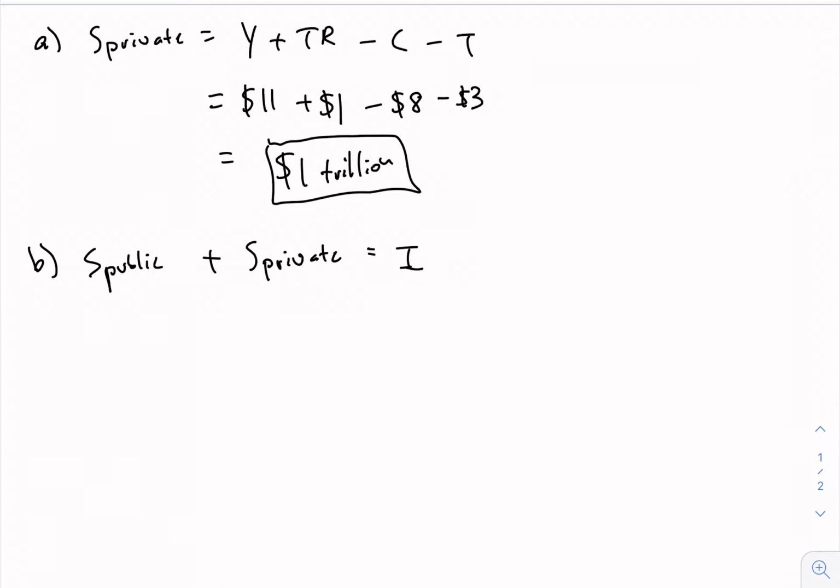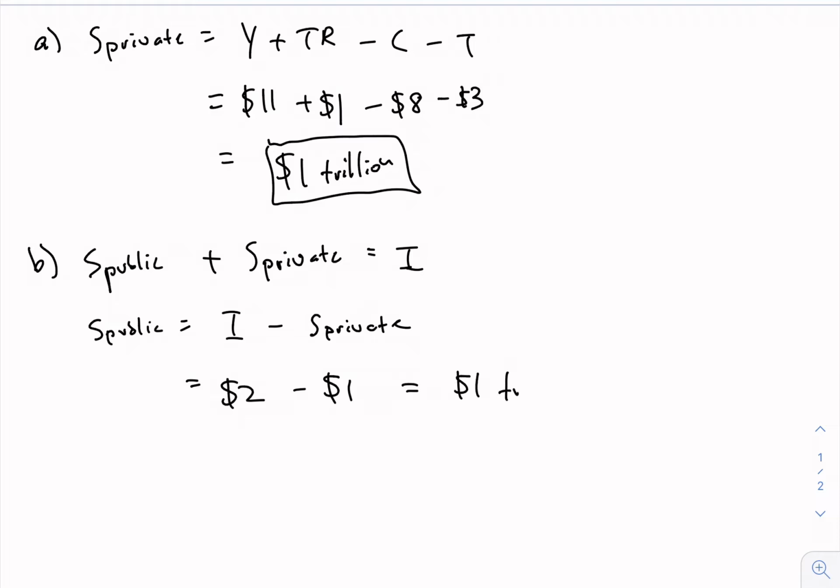We can rearrange this expression. And we know that investment spending is $2 trillion, and we know from the previous part that private savings is $1 trillion. So we know that public savings is also $1 trillion.